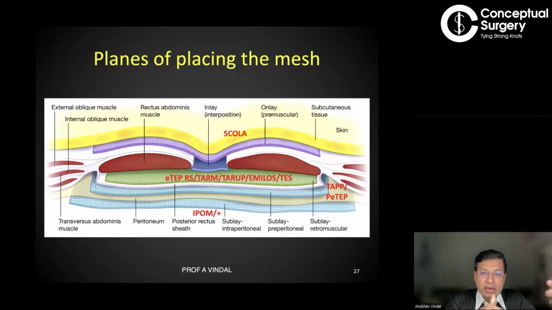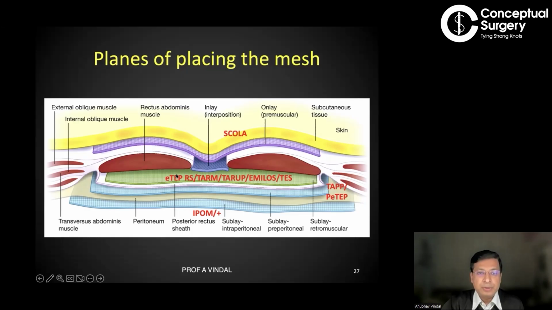Now, combining the last two slides, one in which we learned about the different planes in which we place the mesh, and one in which we learned about the different laparoscopic repairs that we do, what are the different repairs and their planes in which the meshes are placed? So for onlay, I told you the open version is the open onlay and the laparoscopic version is SCOLA, subcutaneous onlay. Inlay, I told you that is an uncommonly done repair, so we are not going to talk about it. For the retrorectus sublay, the open version is the open retrorectus or Rives-Stoppa repair.